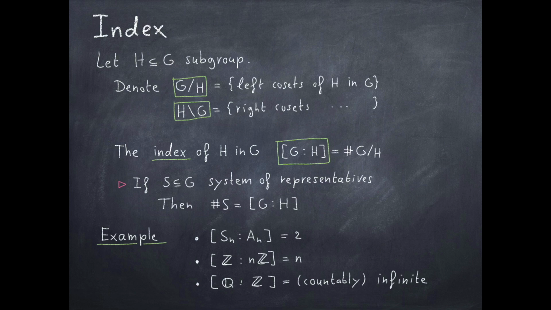In the last example, let's consider the integers as a subgroup of the rational numbers. A set of representatives of the cosets of the integers consists of all rational numbers that are strictly positive and smaller or equal to 1. So in this case, the index is countably infinite.